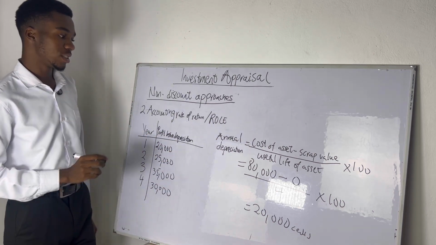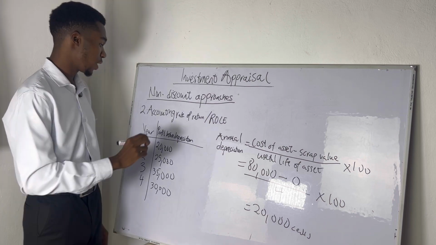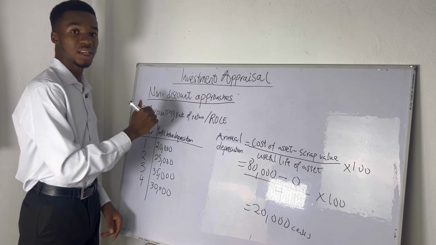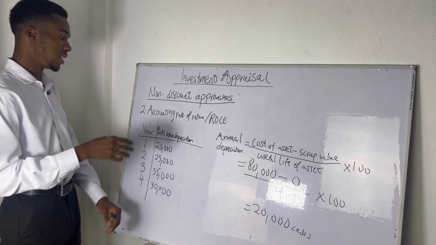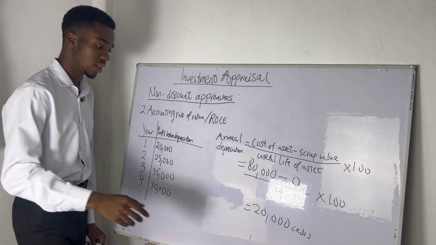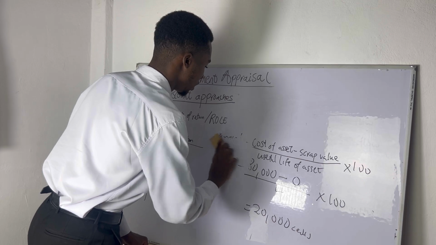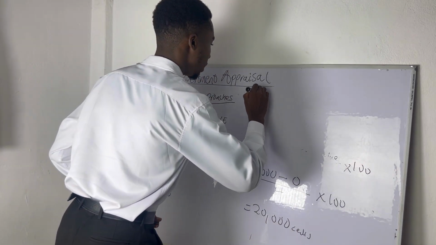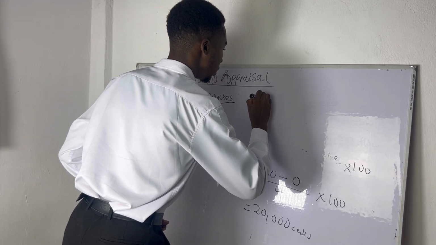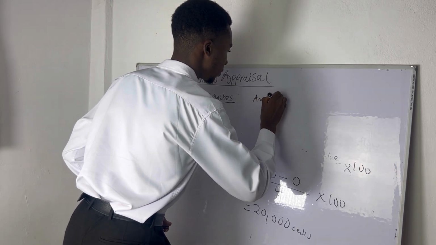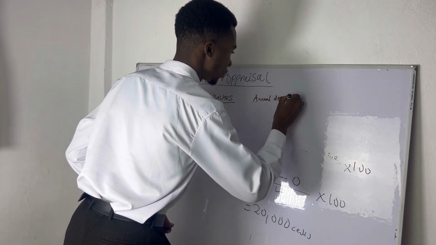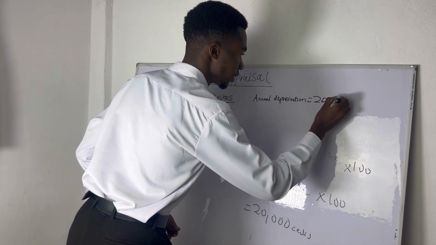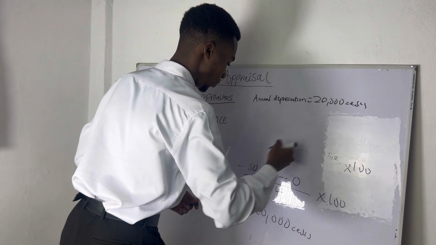So now that we've got the annual depreciation, we can calculate the profit after the depreciation, which is the actual returns we are getting from it. And that's the main thing we are looking at. We don't really need the profits before depreciation for anything. So let's calculate. The annual depreciation, let me write it at the top before I finish, is 20,000 cedis. Let me put it at the top.